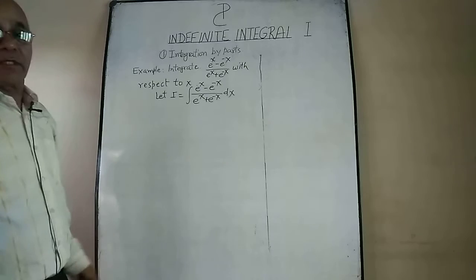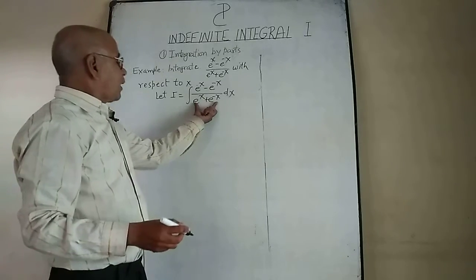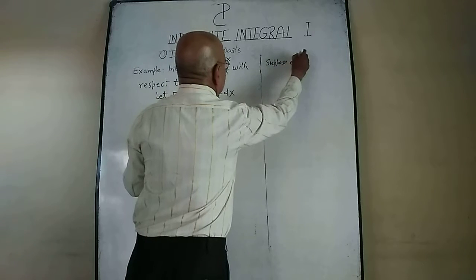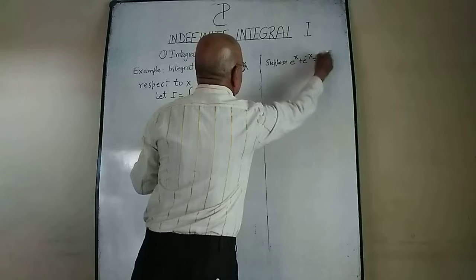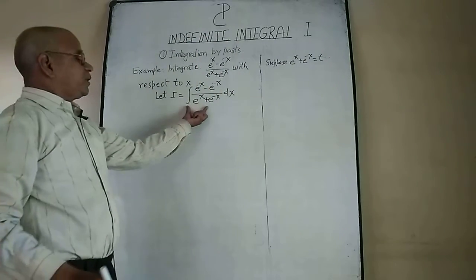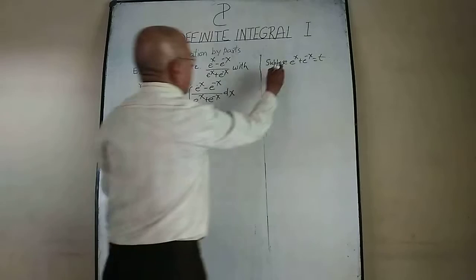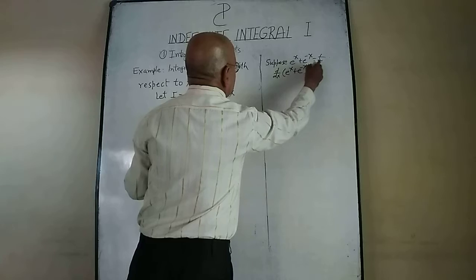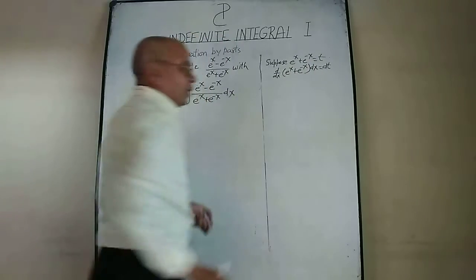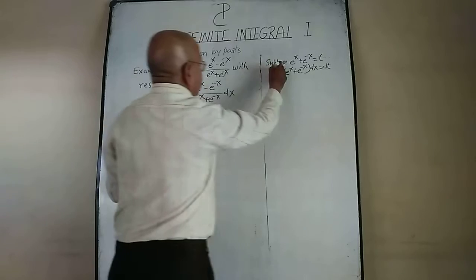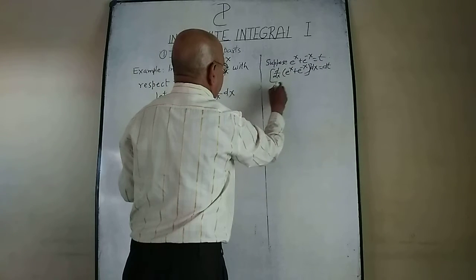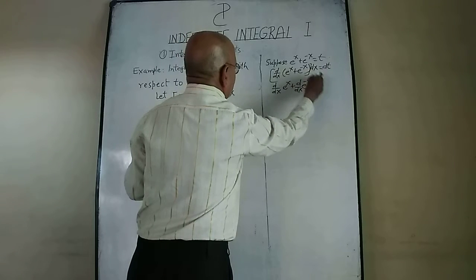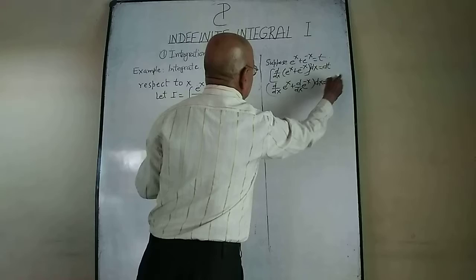Here the substitution method is: suppose that e to the power x plus e to the power minus x, the denominator, is equal to t. Then e to the power x plus e to the power minus x dx is equal to dt. When we differentiate, this is d by dx of e to the power x plus d by dx of e to the power minus x, dx is equal to dt.